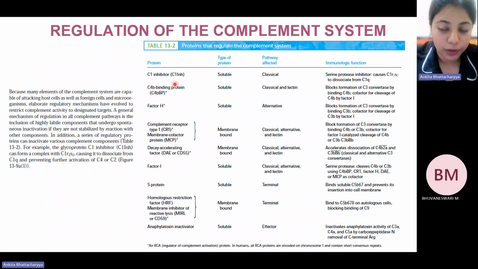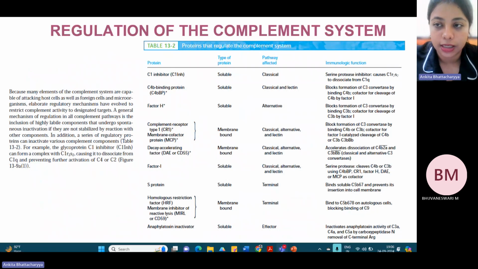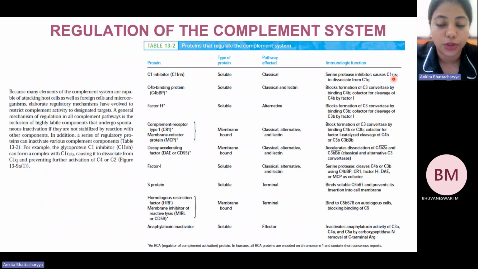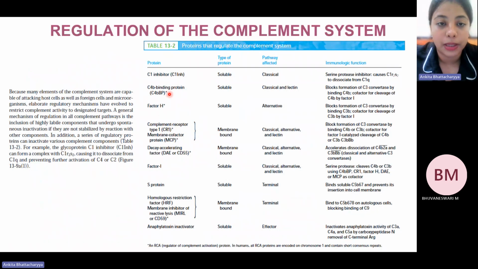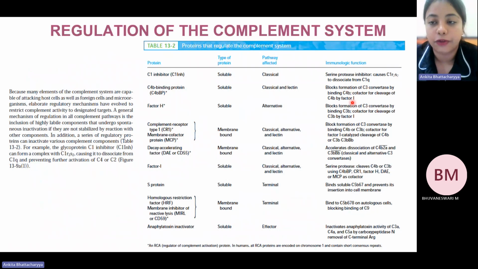You have the C1 inhibitor, obviously, which is a serine protease inhibitor. It causes this complex to dissociate from C1q. The second is C4b-BP, which is C4b binding protein. It's also a soluble protein. It affects both the classical and the lectin, MB-lectin, mannose binding lectin pathways. It blocks the formation of the C3 convertase, and by binding C4b, it is the cofactor for cleavage of C4b by factor I.